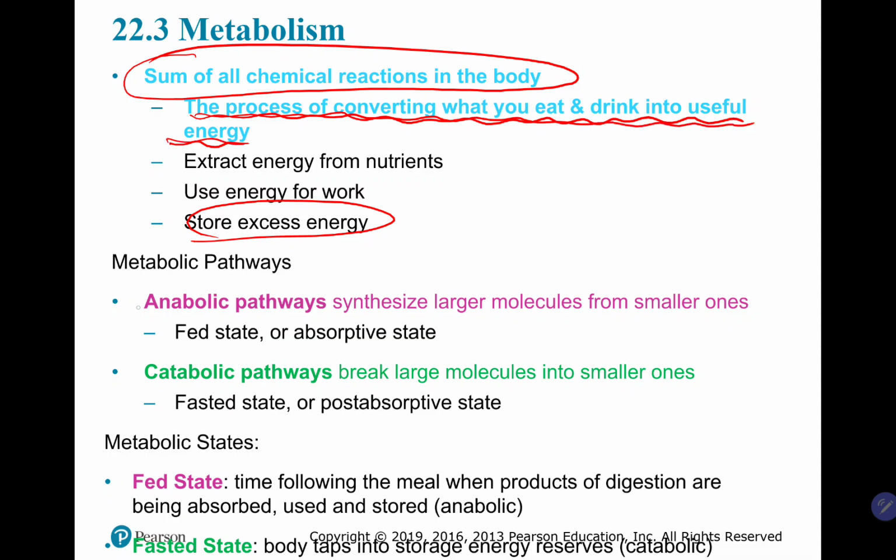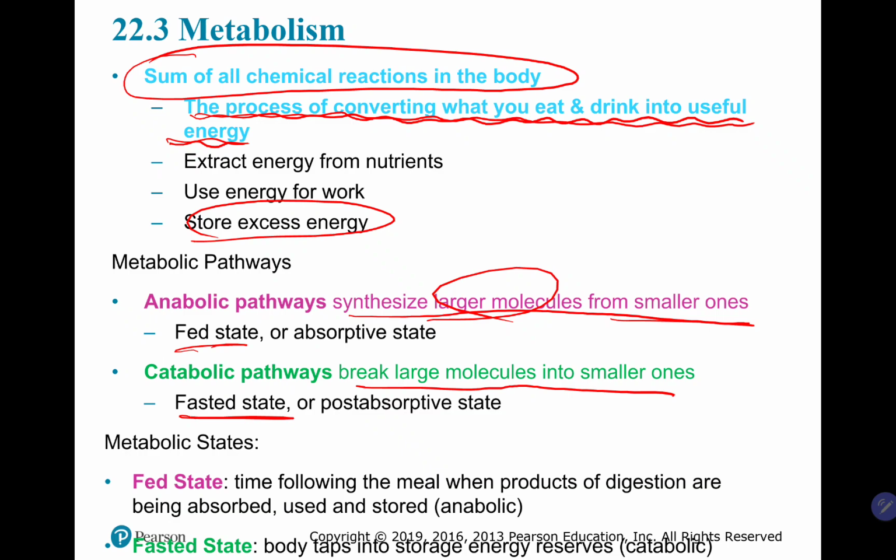Metabolic pathways, we have anabolic pathways that build up larger molecules. We're synthesizing larger molecules from smaller ones. Anabolic pathways are going to be in the fed state. So when you just ate, you're going to build up larger molecules, right? Catabolic pathways break down larger molecules into smaller ones. So that's when you're in a fasted state. You haven't eaten for a while, you're going to start breaking down molecules, right? So you can start using them.